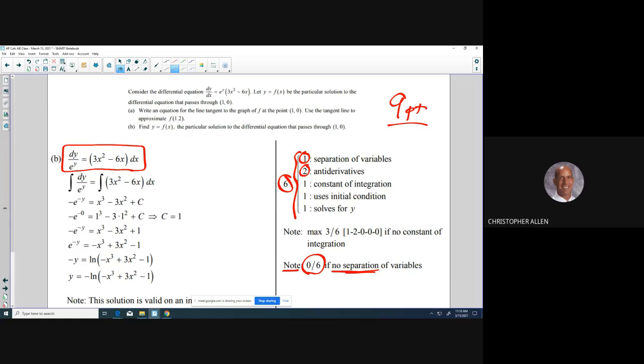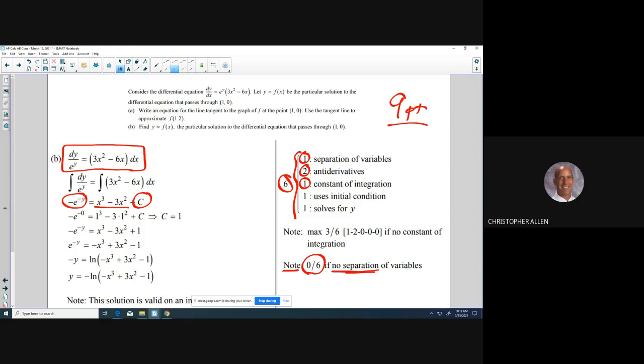The next 2 points are for the antiderivatives. On the left-hand side of the equation, the antiderivative will be negative e to the negative y. I think this is the hardest one for students to get. The one on the right, I think that everybody should be able to integrate 3x squared minus 6x. You will get x to the third minus 3x squared. So there's 2 points there. So a point here, a point there. You get the 4th point for putting plus c.